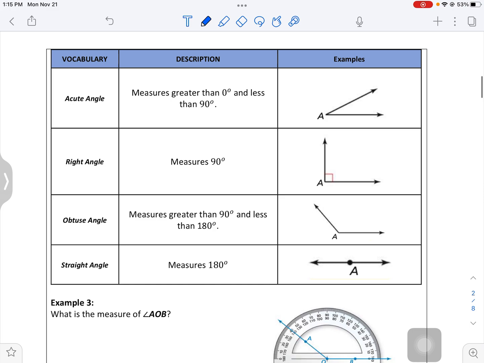All right, so now we're going to talk about different types of angles. An acute angle measures greater than 0 and less than 90 degrees. So here's an acute angle. It's smaller than 90 degrees. A right angle is exactly 90 degrees. So in this picture, I know it's 90 degrees because of that little square in the corner. This is the right angle symbol.